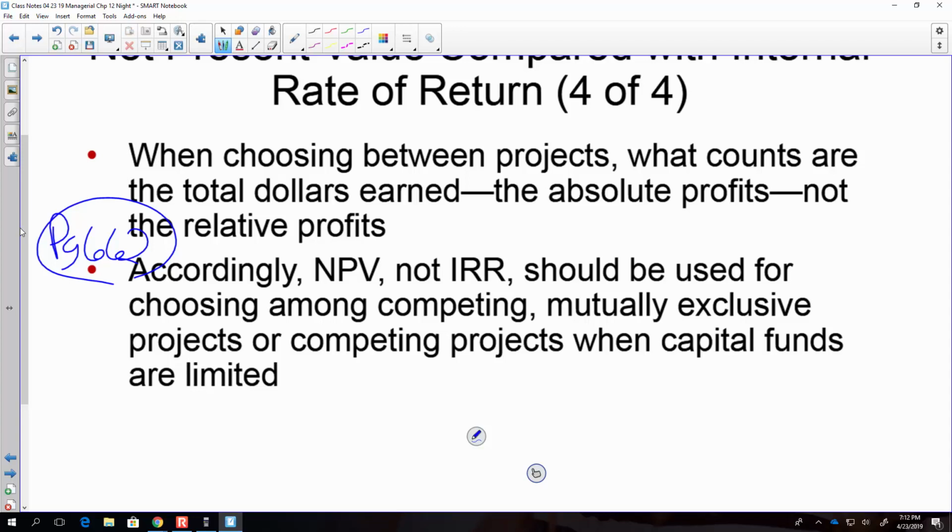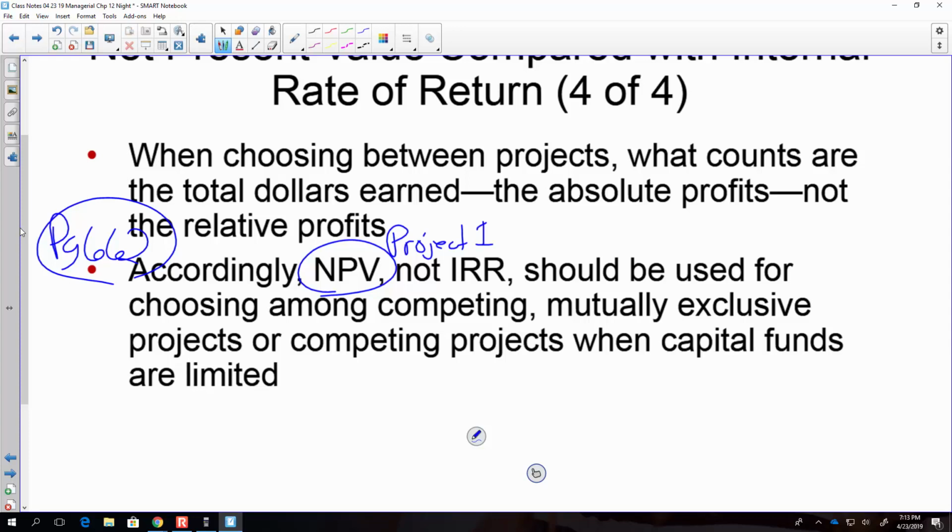If we have mutually exclusive projects, the net present value should be used to pick the best project, not internal rate of return. Just like our example on example 40, the net present value for project 1 was greater than project 2. And then for the internal rate of return, project 2 was better than project 1. But net present value is the winner here.